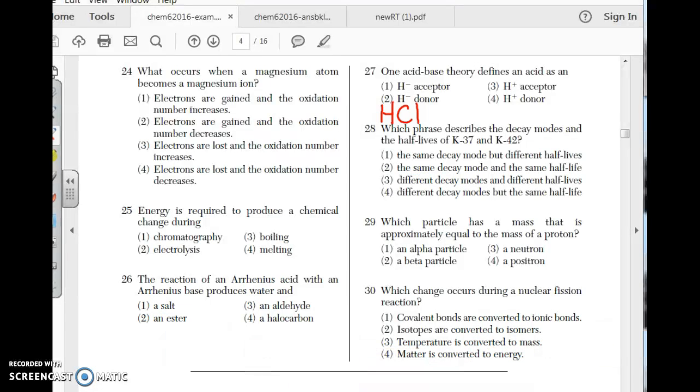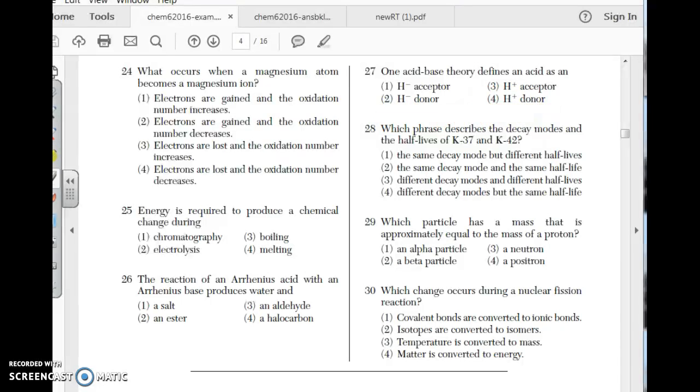Choice 1. One acid-base theory defines an acid as, well, just by definition, an H+ donor. Now, why is that? Well, look at our favorite acid, HCl. When you put that into water, it's going to release a hydrogen ion, also known as a proton. So we're always reminded by the very fact that every acid contains an H, and because it contains an H, it will lose an H+. It's a donor.